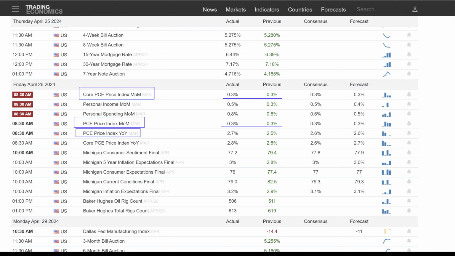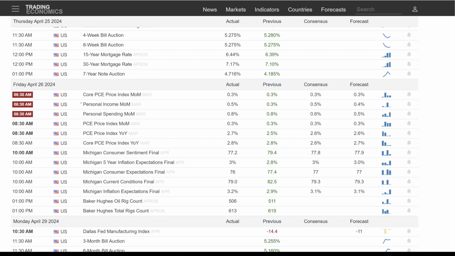And year over year, we are staying at 2.7, coming up from the 2.5. And in the core PCE, we are at 2.8, staying from the previous one. We were expecting in both these year over year readings a decrease, but it didn't happen.